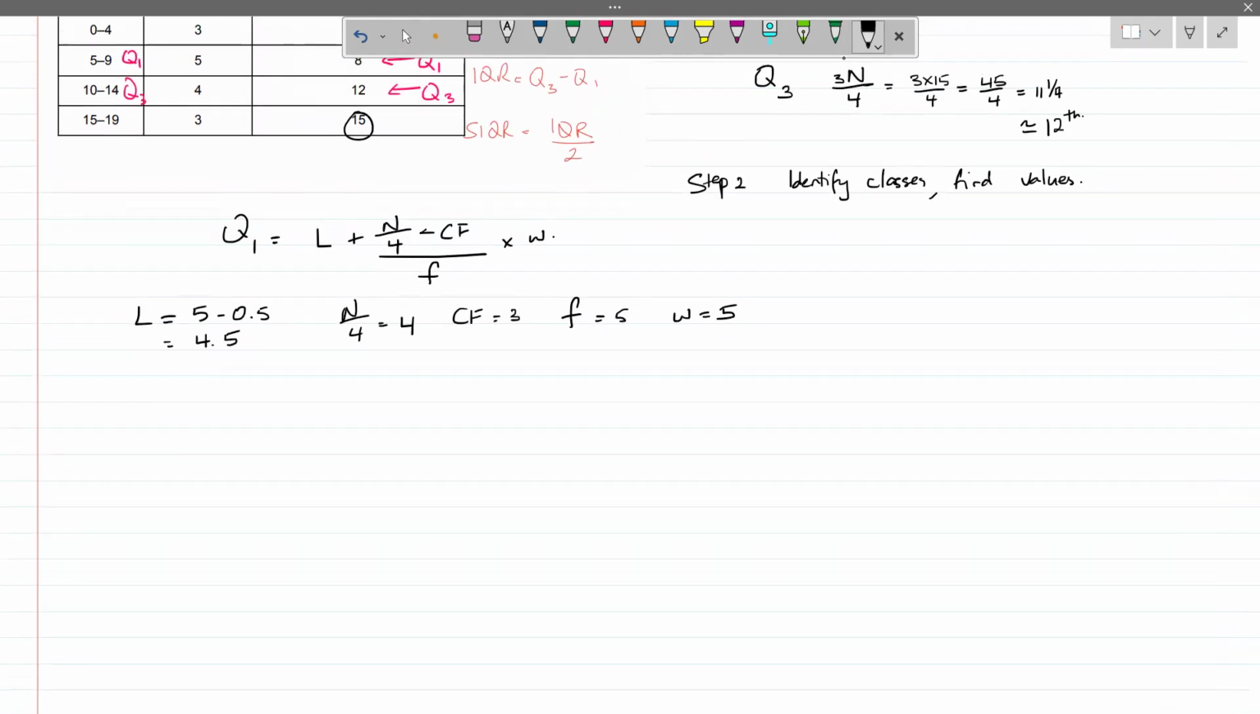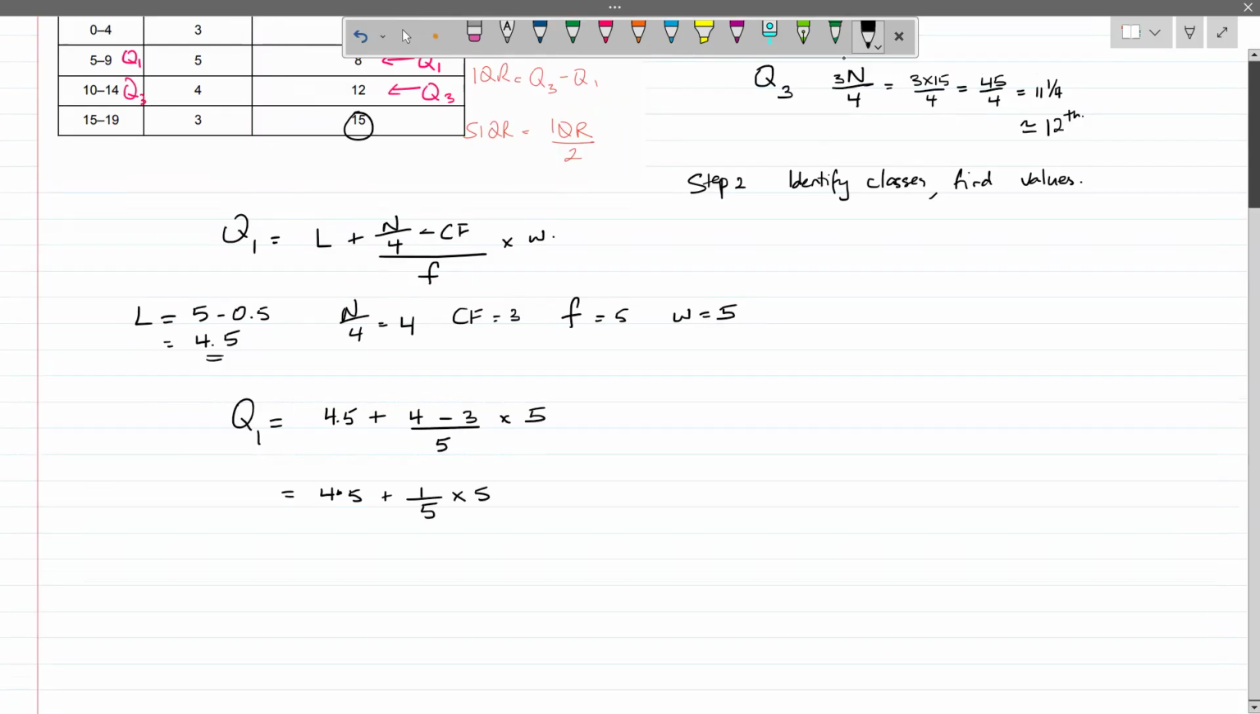So for my Q1, it's going to be 4.5, and I'm pulling these figures from here, right? Plus 4 minus 3, the cumulative frequency, over 5, multiplied by my width of 5. So again, 4.5 plus 1 over 5 by 5. So that's 4.5 plus 1, 5.5. So that's my Q1 value. All right, let's do Q3.